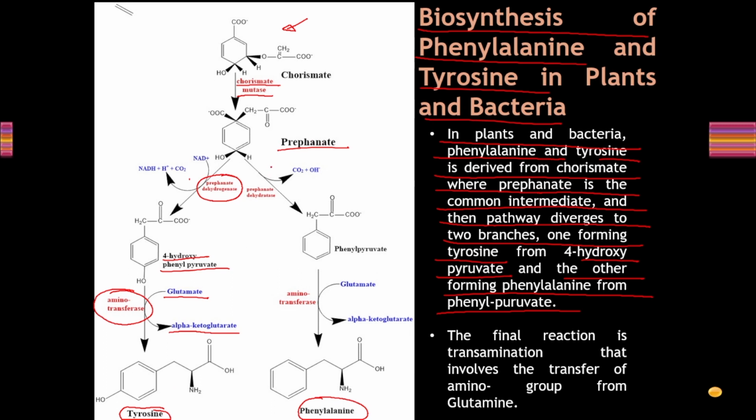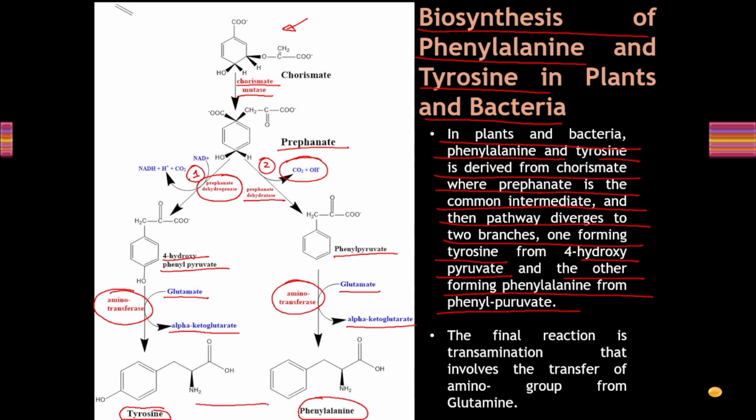Similarly, in the second pathway, so this is the first pathway. The second pathway, the prephenate can also form phenylpyruvate with the help of the enzyme called prephenate dehydrogenase, and there will be a decarboxylation reaction, and then this is going to get the aminotransferase, and that's how it is going to form the alpha-ketoglutarate, and it's going to form the phenylalanine.